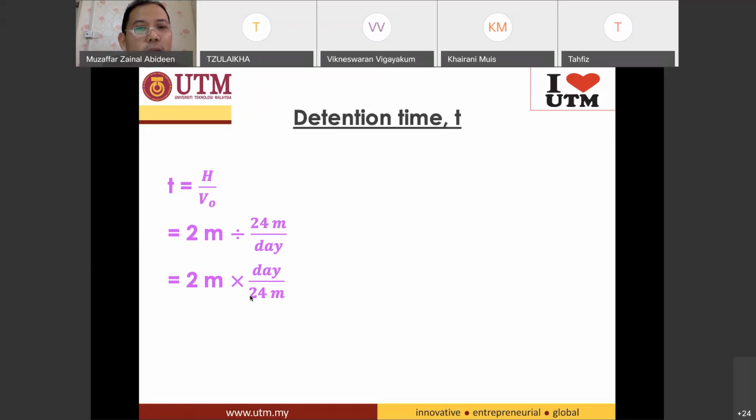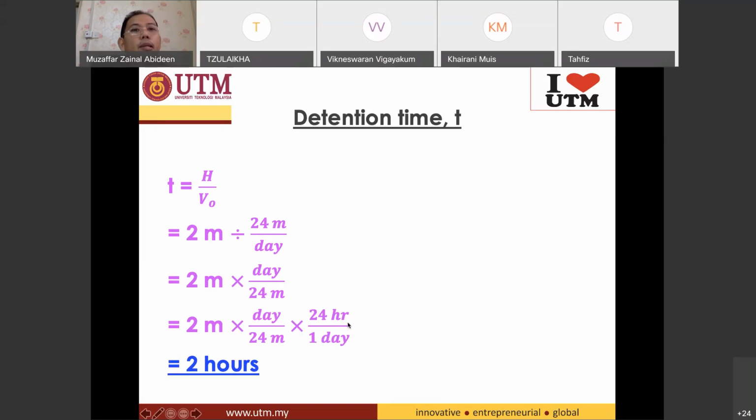I like to change it into hours. The multiplication here is for the conversion of units. So meter cancels with this meter, day cancels with this day, and you end up in hours. 24 divided by 24 is 1, so the result is 2 hours. You may write it down.